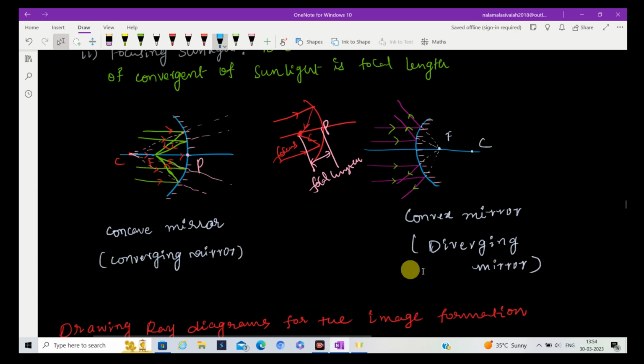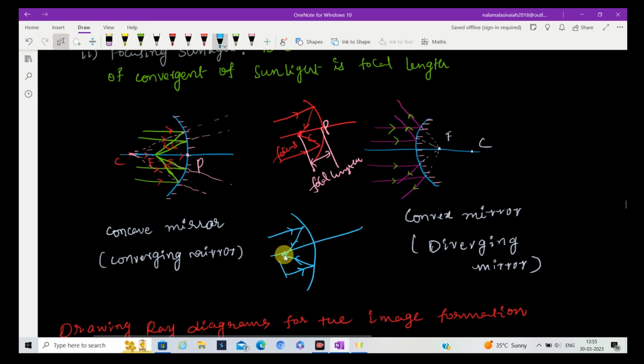So I will draw the same diagram. You can take the concave mirror like this, where light rays are coming from infinity. After reflection, those light rays meet at one point. Then you can see that is converging, the focusing point. So these are the light rays, and here also after reflection those light rays meet at one point. That point is called focus.